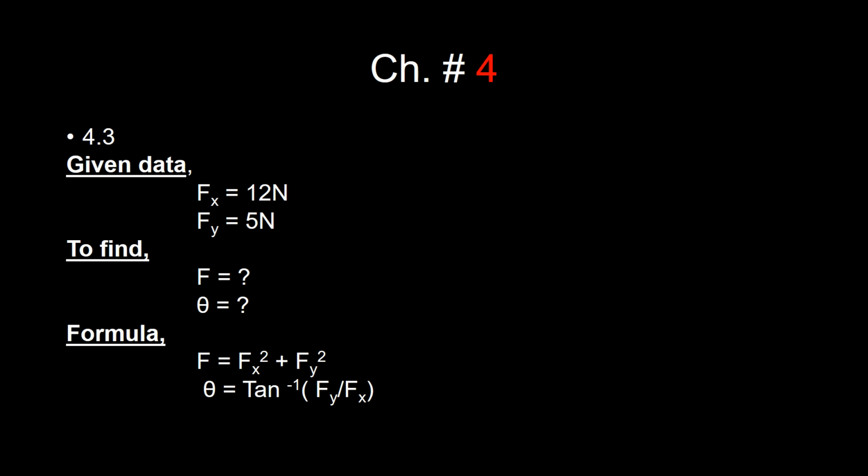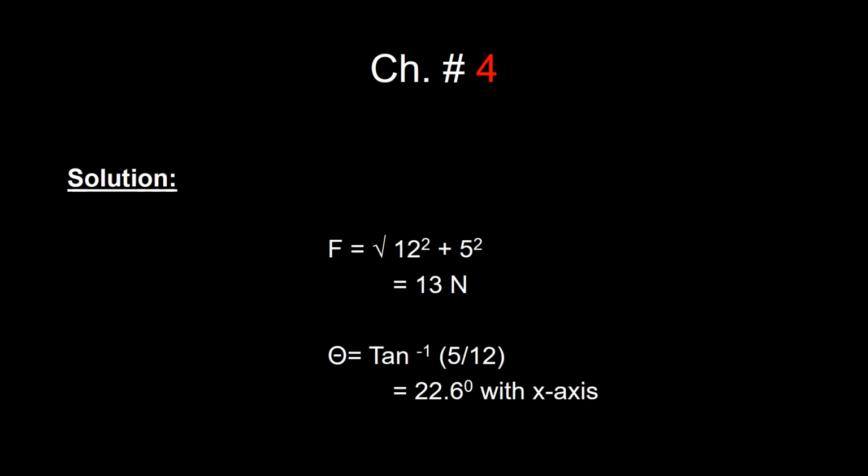Direction means the angle. So first of all, to find the magnitude of the resultant force, again we will use the Pythagoras theorem, which is hypotenuse square is equal to perpendicular square plus base square. Here hypotenuse is the f, base is fx square and perpendicular is fy square. And to find the direction, meaning the angle, we use the formula theta is equal to tan inverse fy over fx.